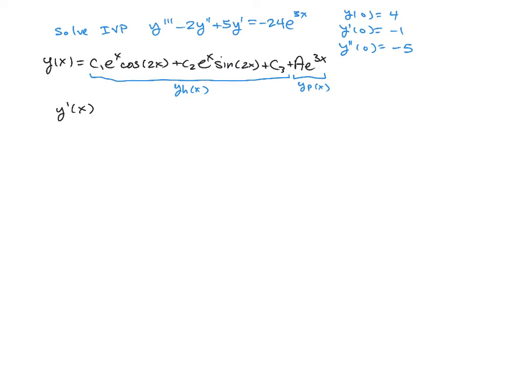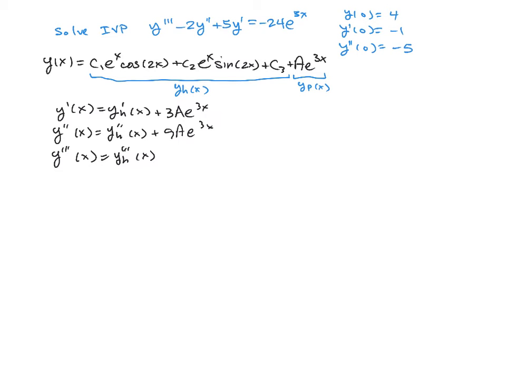y prime of x is going to be yh prime of x plus 3a e to the 3x. y double prime of x is going to be yh double prime of x plus 9a e to the 3x. And then finally, the third derivative will be yh triple prime plus 27a e to the 3x. Now substitute all three of those derivatives into our differential equation.